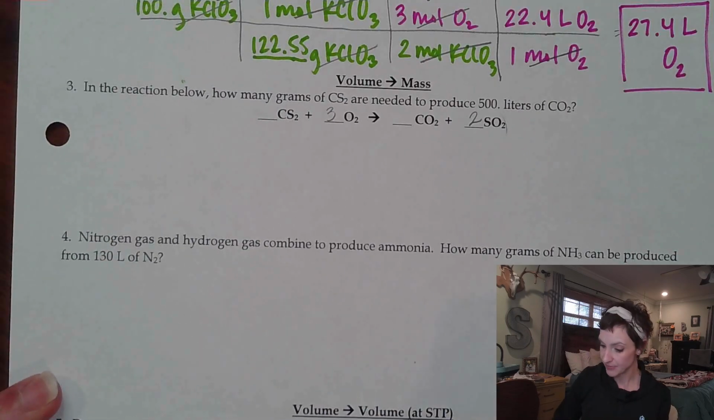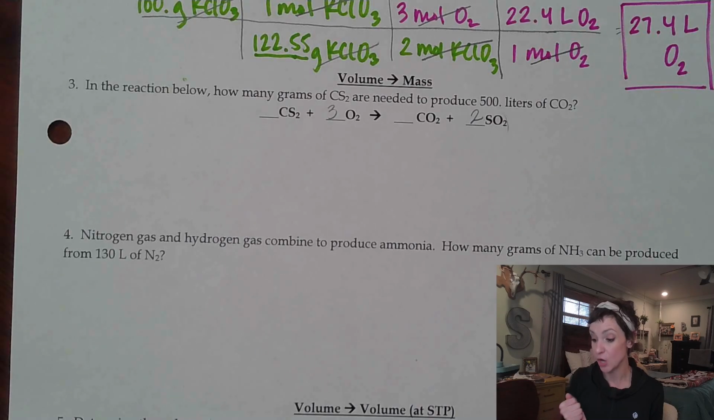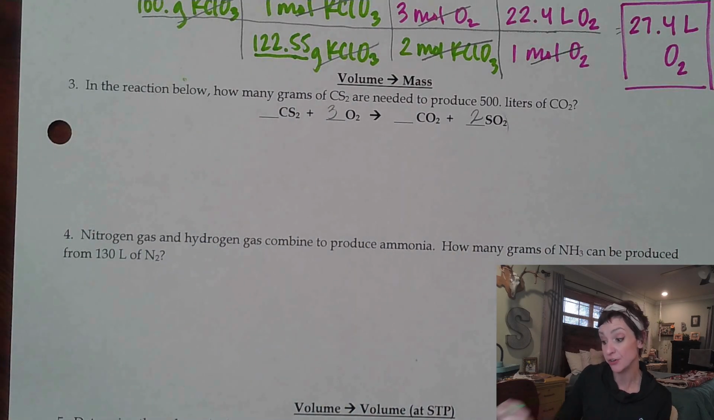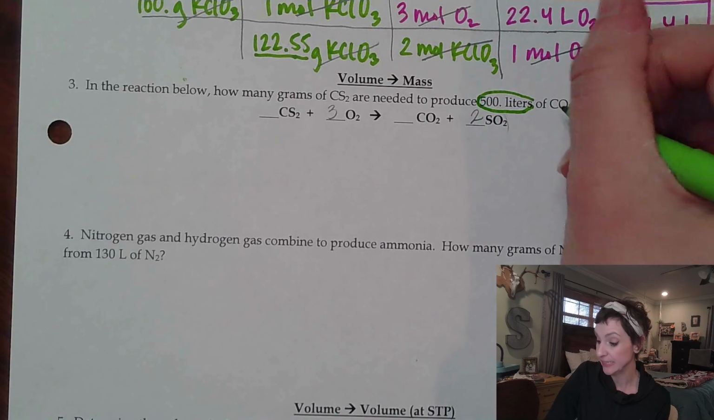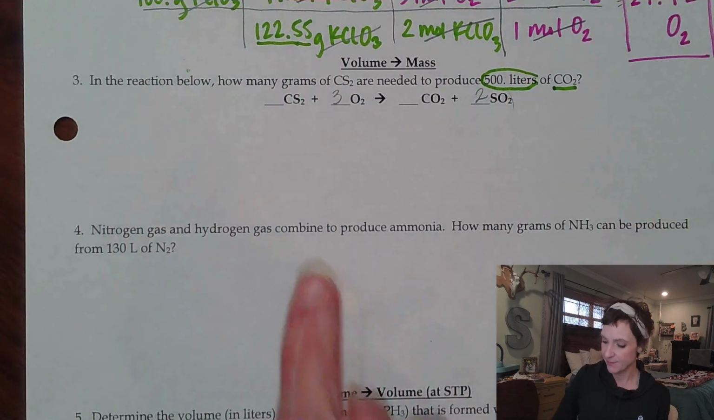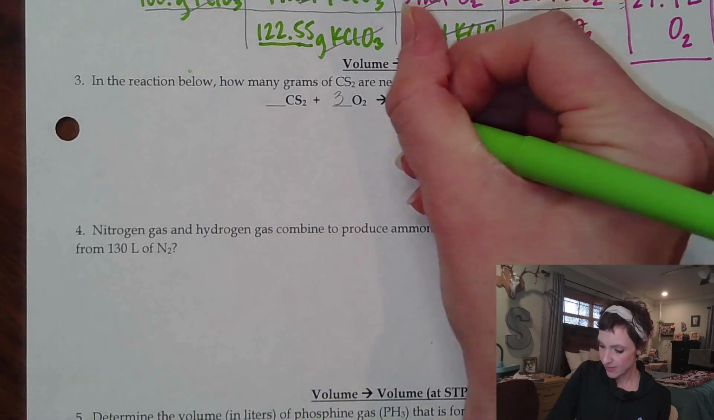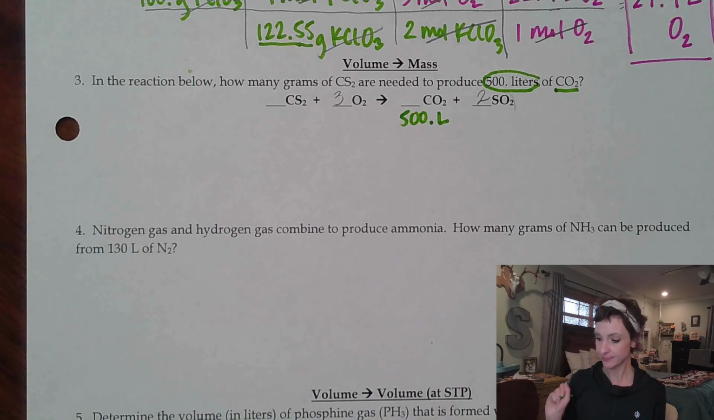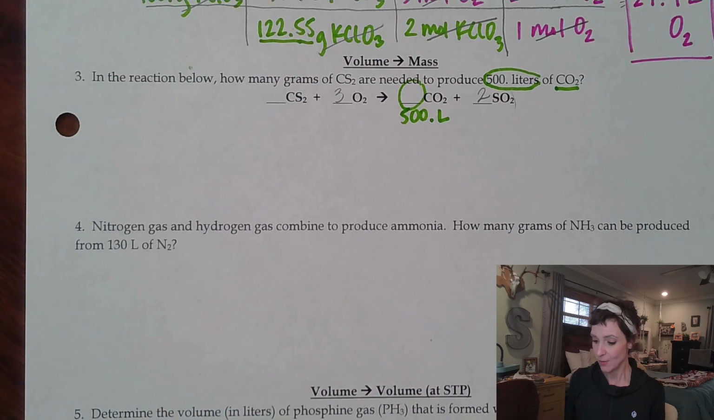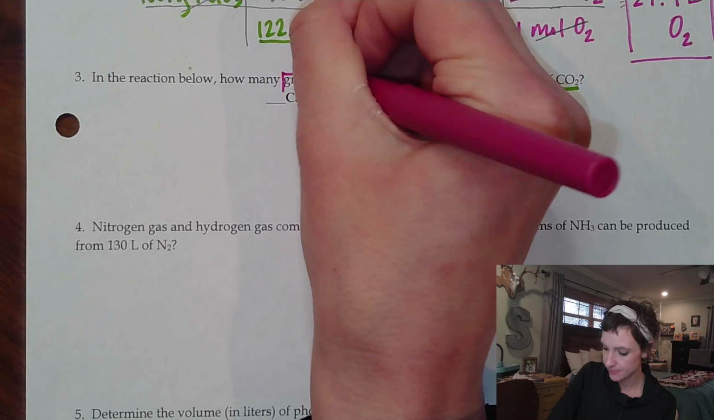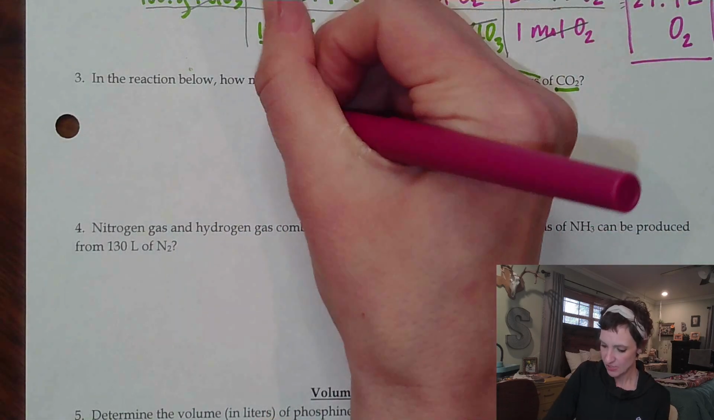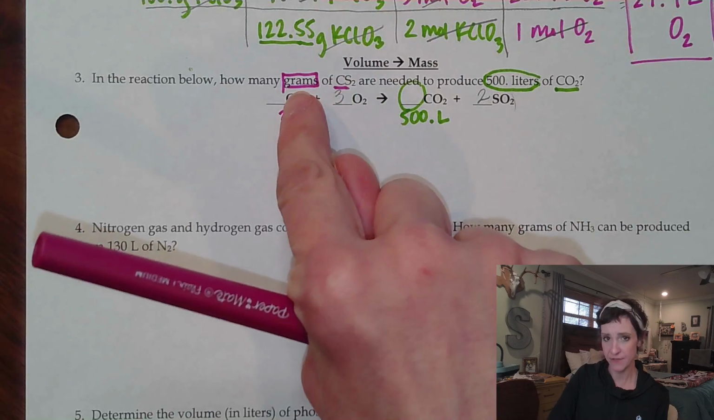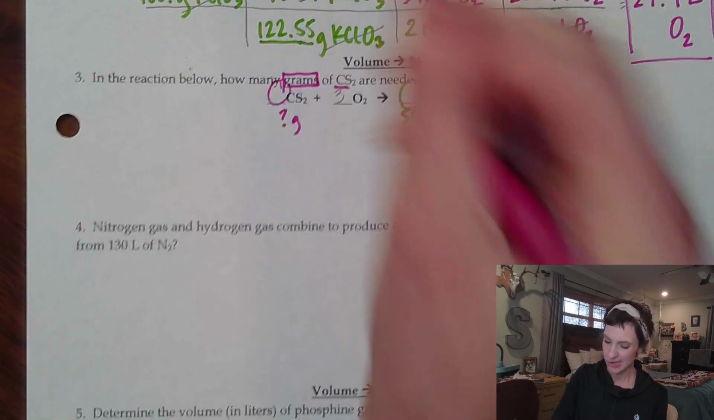Now we are ready to read the problem. It says, in the reaction below, how many grams of carbon disulfide are needed to produce 500 liters of carbon dioxide? So my given with my number is 500 liters of who? Carbon dioxide. Carbon dioxide is right here. We are starting with 500 liters, and his coefficient in front of him is a 1. That's where we're starting. Where are we trying to get to? Grams of who? Carbon disulfide. He's right there, so we're going to him. We're going to grams of him, which also has a coefficient of 1.